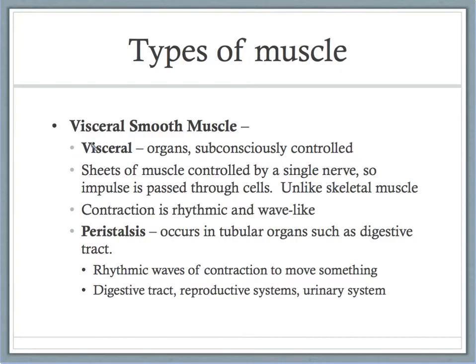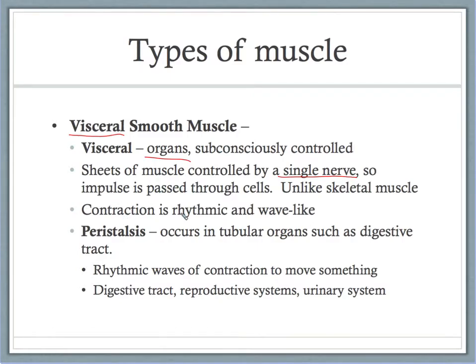When we talk about smooth muscle, we have this thing called visceral smooth muscle, visceral referring to organs. And so all of your smooth muscle surrounding organs is subconsciously controlled. We don't think about it. And an entire sheet of muscle is controlled by a single nerve. So an impulse is passed through all the cells, and so this nerve fires and the whole muscle sheet contracts.